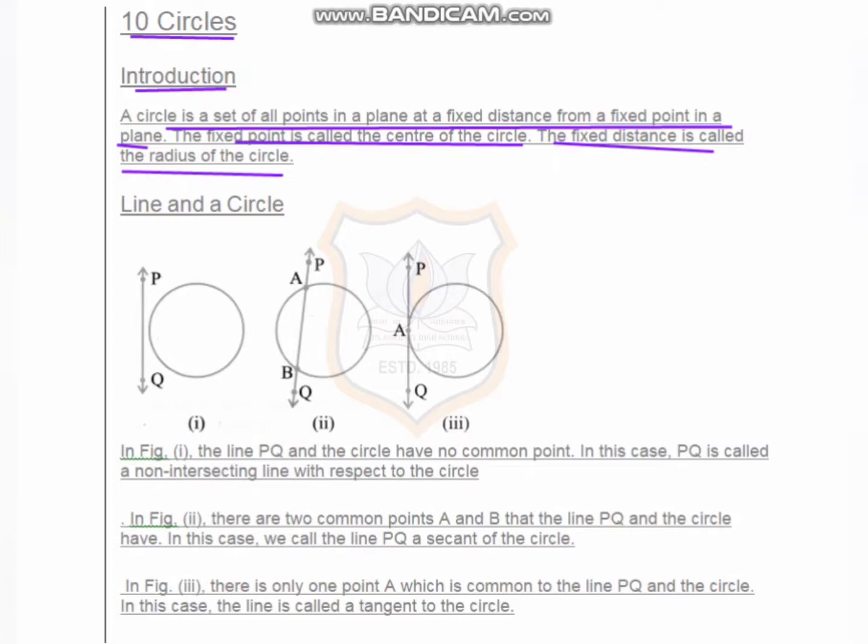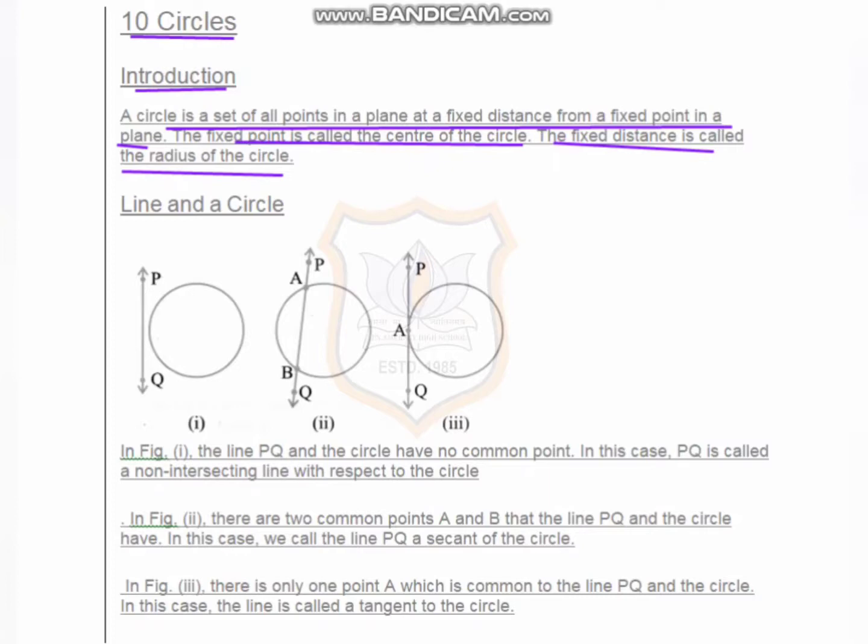The diameter is the distance between any two points on a circle which passes through the center. And the chord is the line joining any two points on the circle.